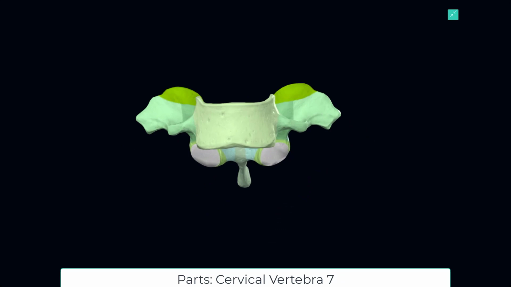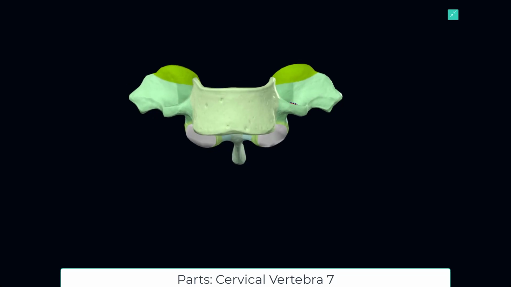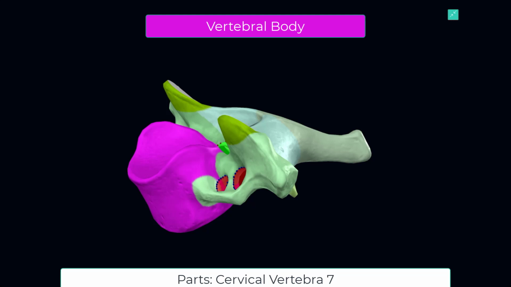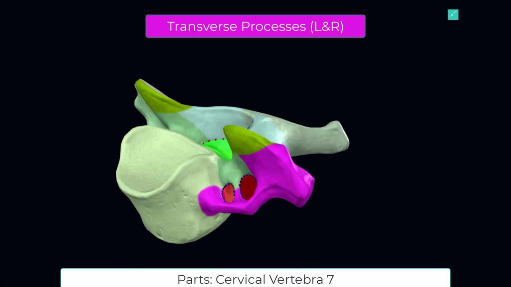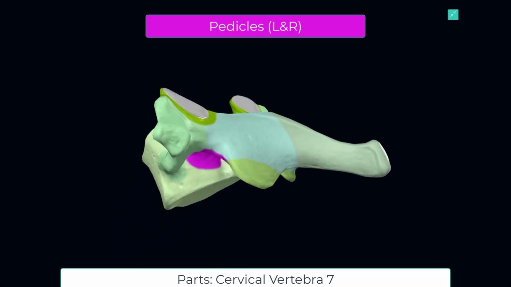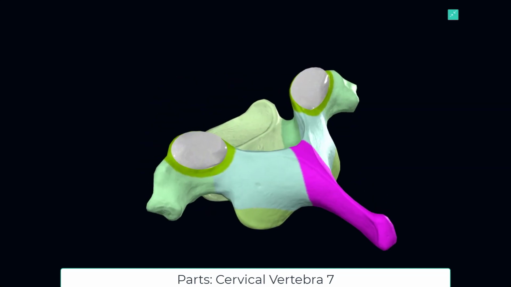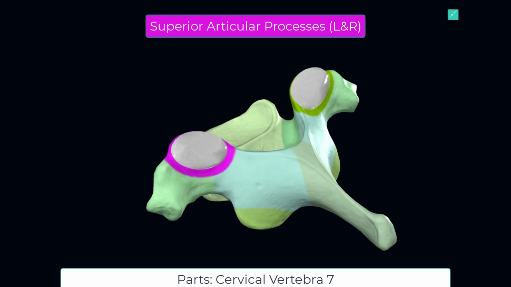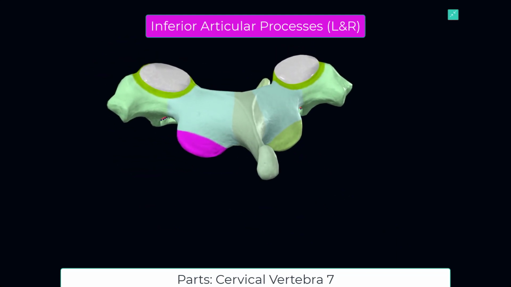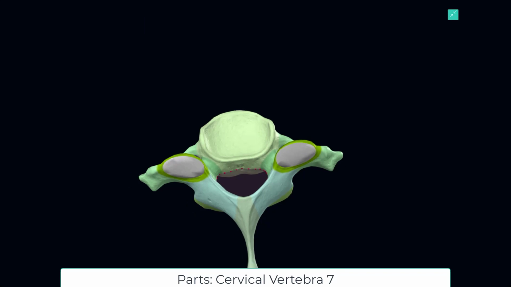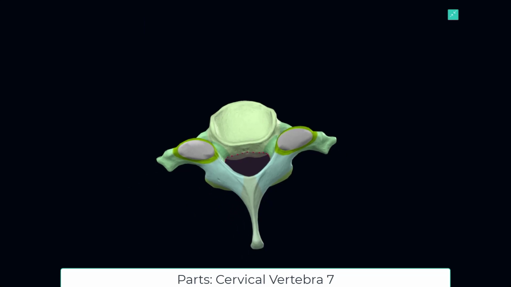First of all, I want to show you what are the similarities with the thoracic and lumbar vertebra. It is obvious we are having a body, transverse process, pedicle, laminae, spinous process, superior articular process, inferior articular processes, and vertebral foramen. Now let me show you what uniqueness we meet here.